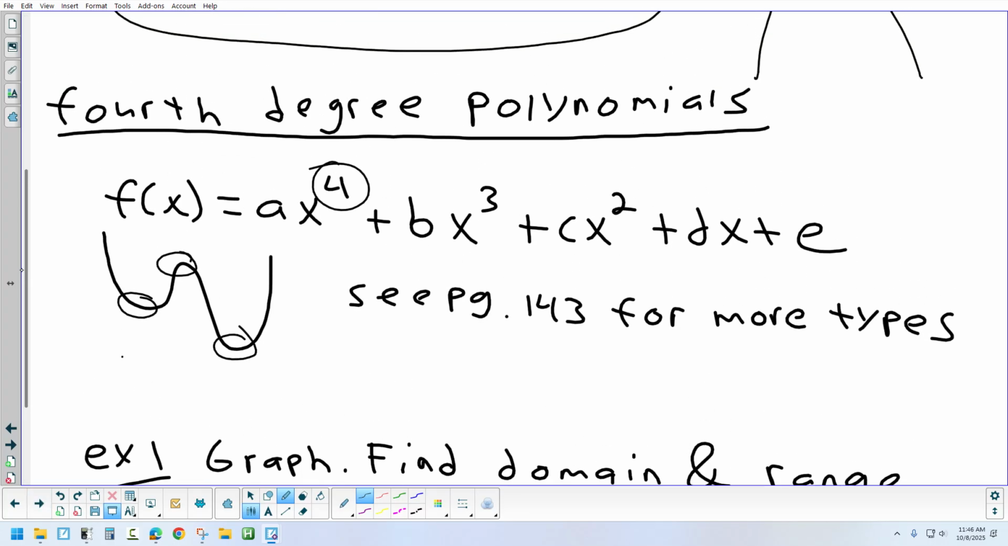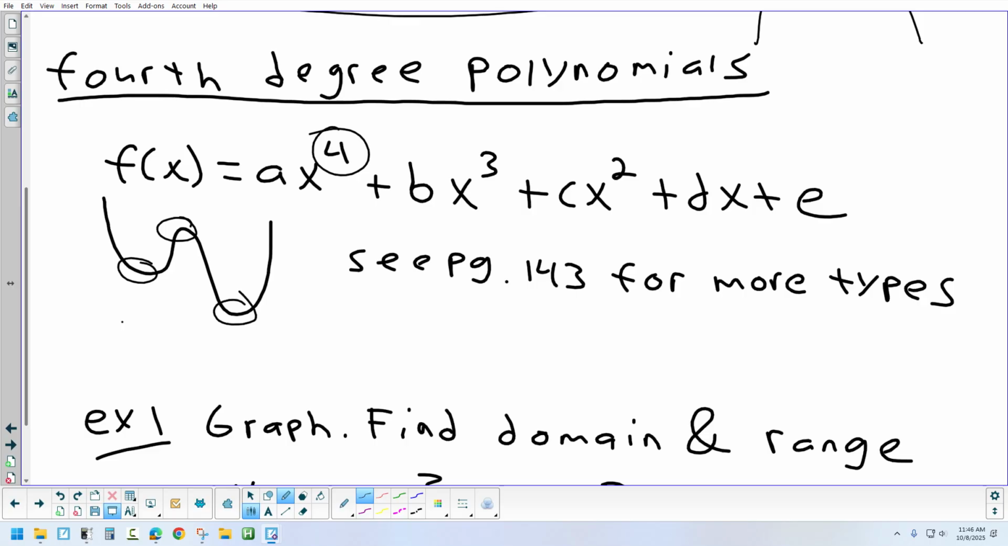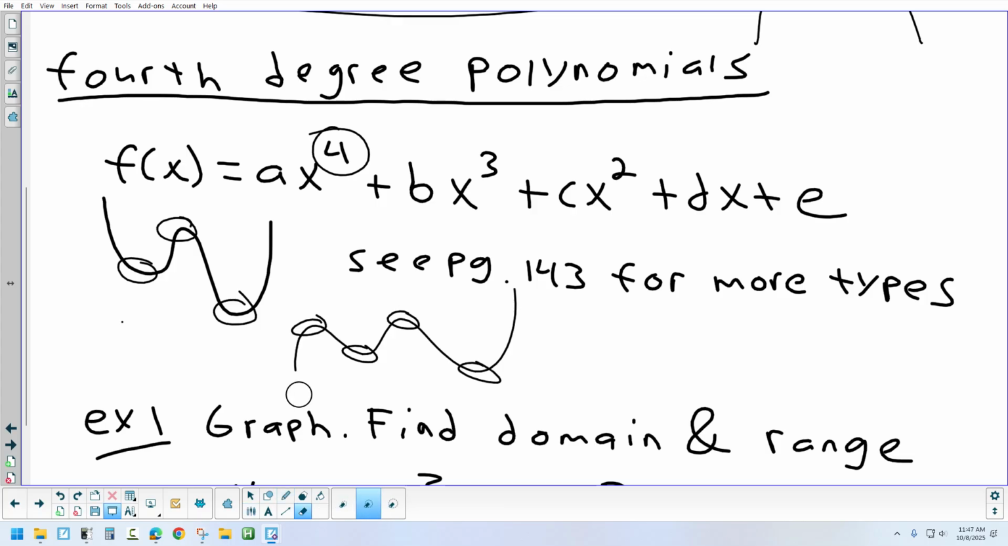A fifth degree polynomial could turn 4 times. So this is what a 5th could look like. That's 5th. 1, 2, 3, 4 turns. I don't want to keep that one there because that's not a 4th. That's what it could look like.